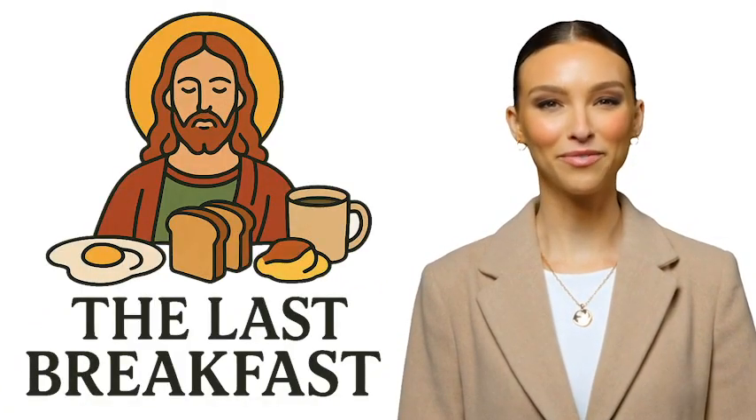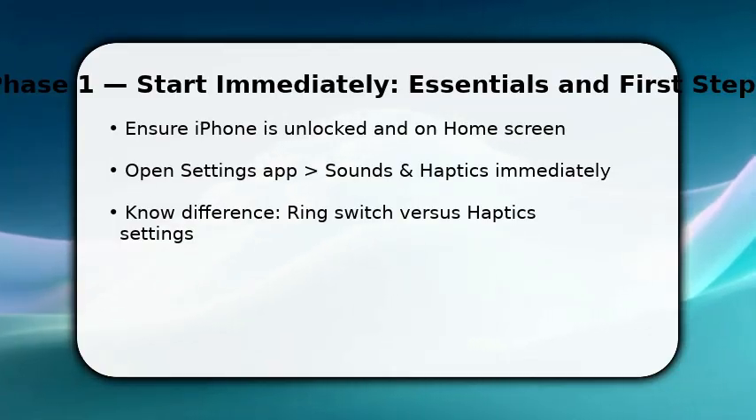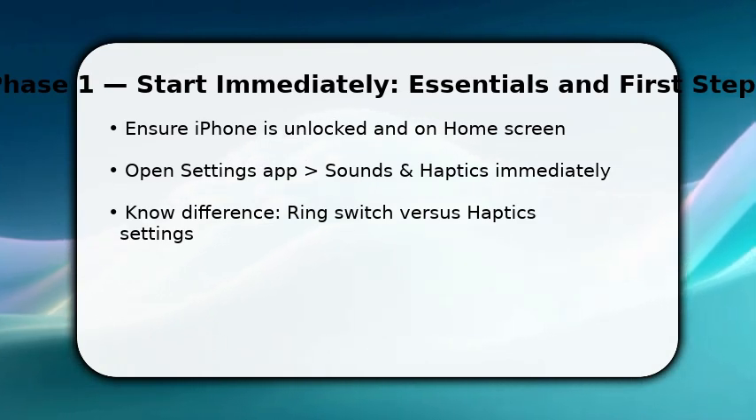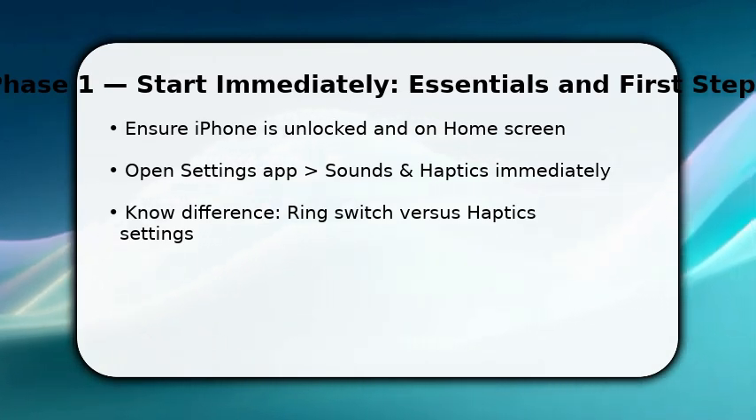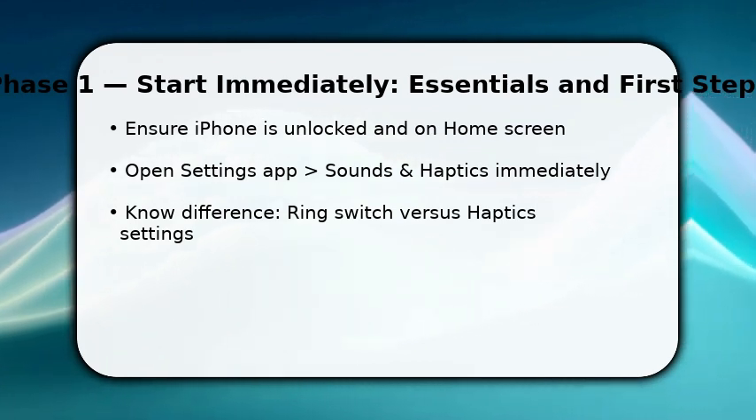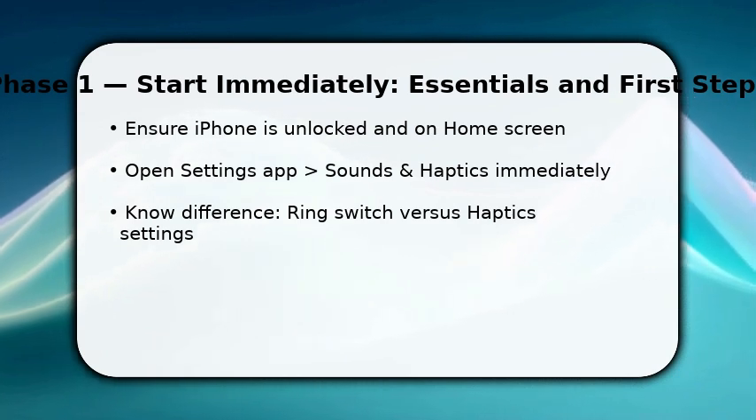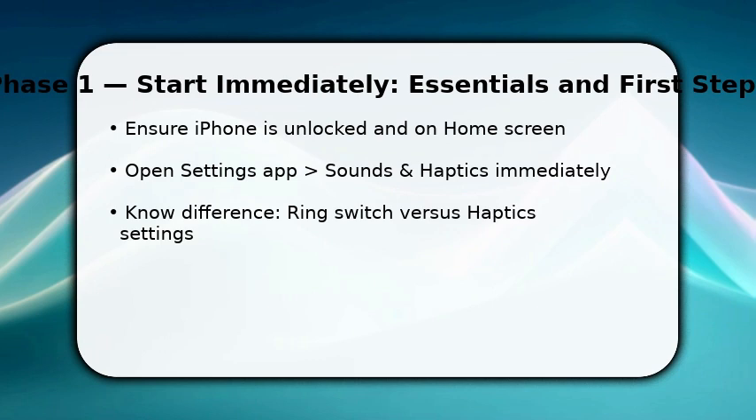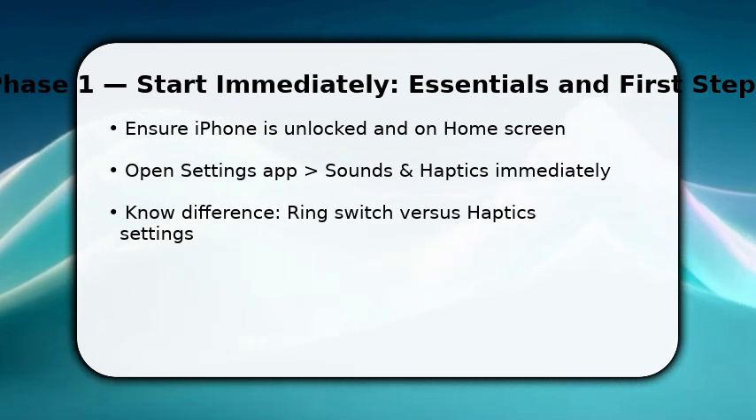Please enjoy the video. You begin now by unlocking your iPhone and opening Settings. This gets you where vibrate controls live. Tap Sounds and Haptics because that panel controls ringtone, system haptics, and vibration patterns. You do this first so you can change both the ring state and the subtle haptic feedback.